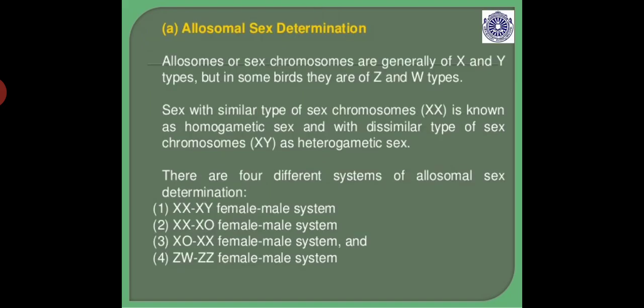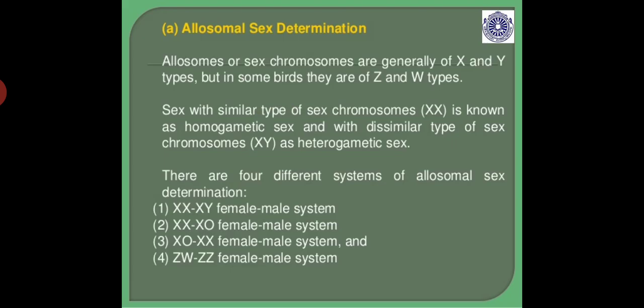Coming to the first one, allosomal sex determination. Allosomes are sex chromosomes that are generally of X and Y types, but in some birds they are of Z and W types, and in some insects they have the ZZ-ZW mechanism. That we'll discuss later. The sex with similar sex chromosomes, that is XX, is known as the homogametic sex, and the sex with dissimilar sex chromosomes, that is XY, is the heterogametic sex.